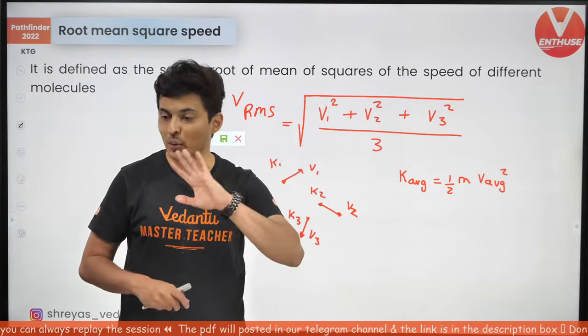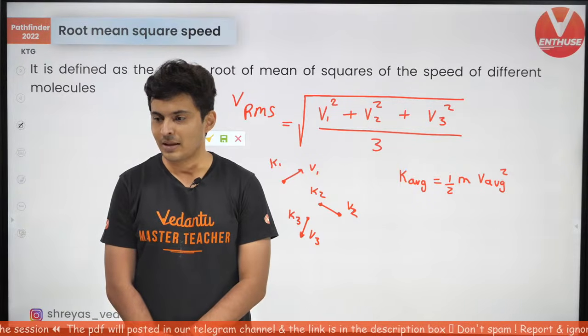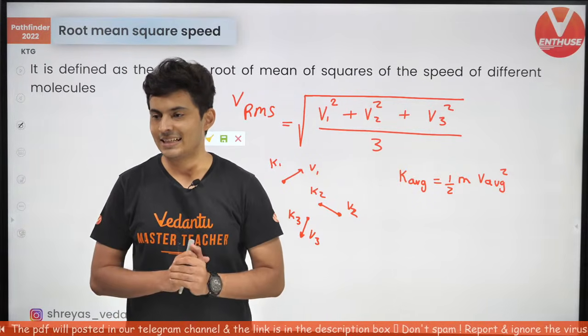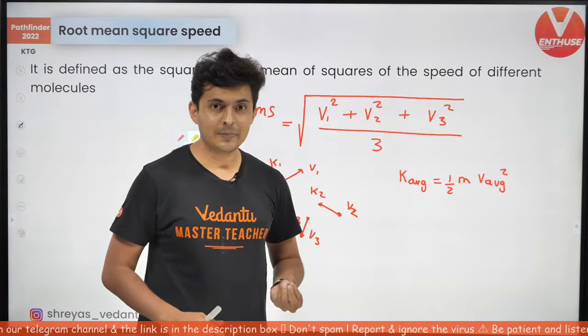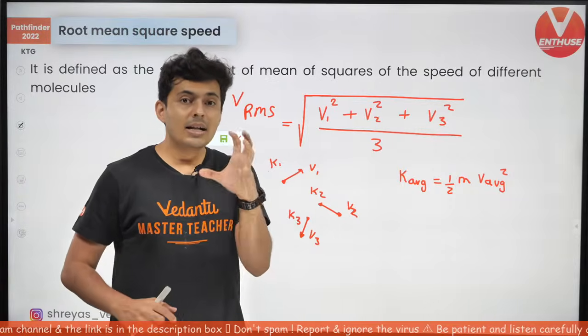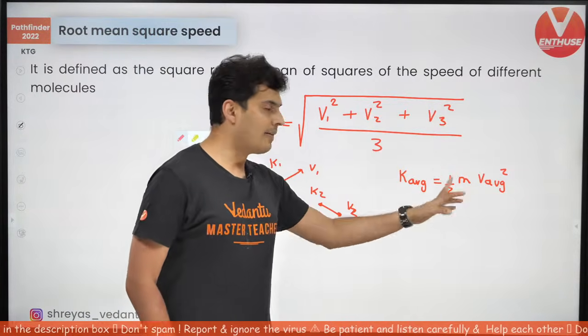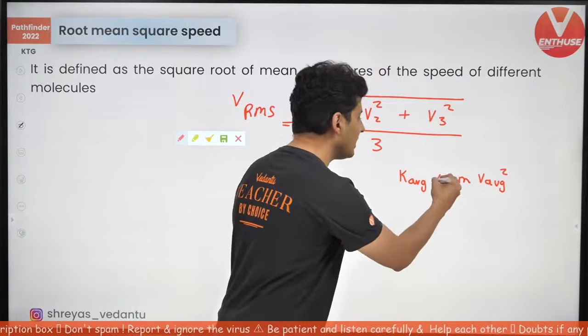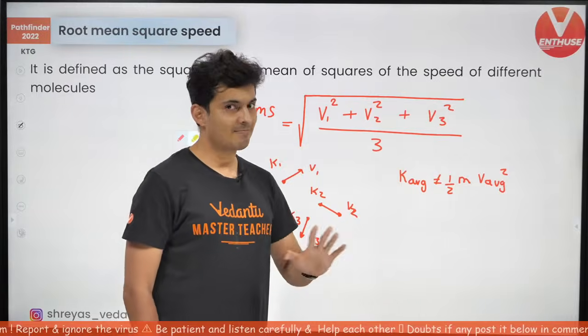No, it won't be the same. So basically, what happens is when you find the kinetic energy using the average speed, you are not going to get the average kinetic energy. No, this won't be equal. Average speed is something else.